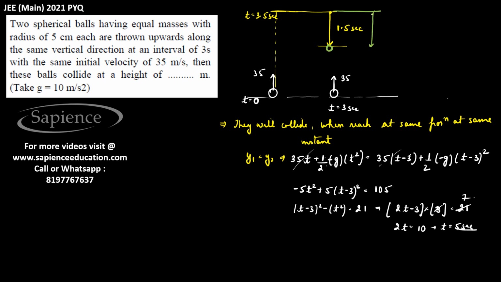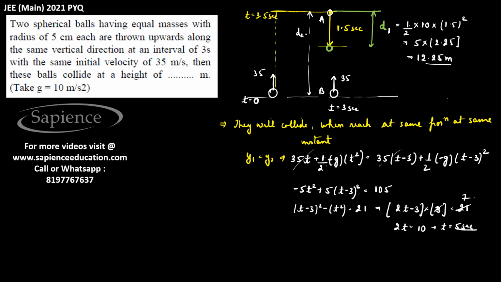For 1.5 seconds, what will be the distance traveled by this ball? So let's take this distance as d1. We already know that it's a case of free fall, so we can calculate s equals ut, initial velocity is 0, plus half acceleration, which is g, that is 10, and t square is 1.5 whole square. So d1 is equal to 5 into 2.25, 12.25 meter.